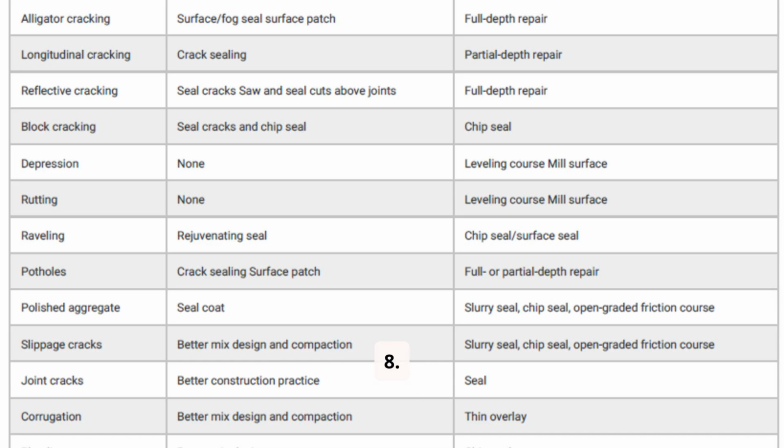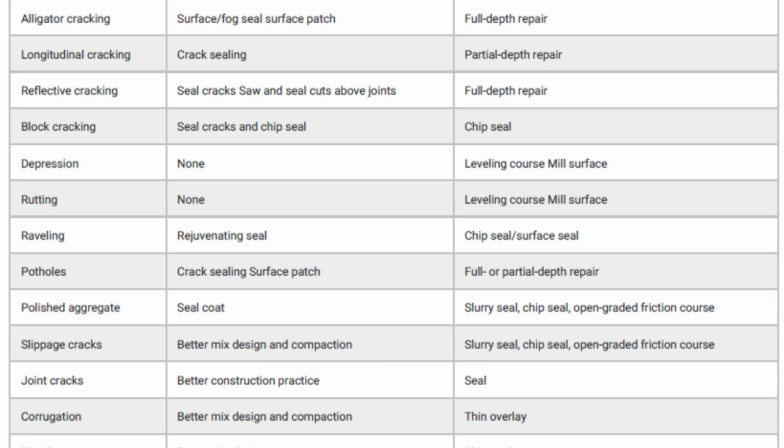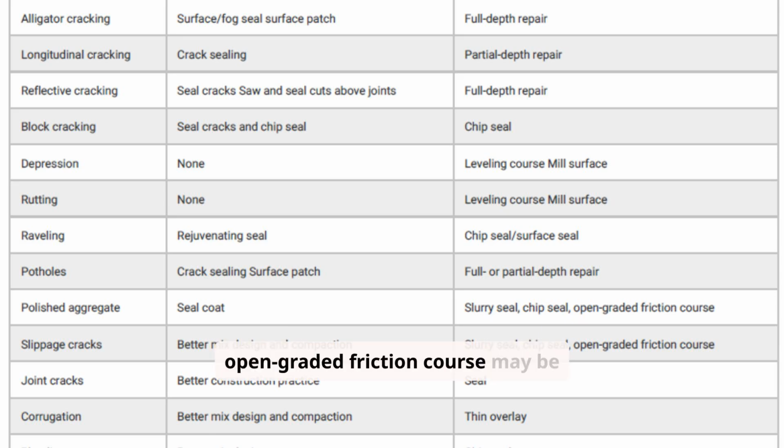8. Potholes. Preventive treatments. Crack sealing can help prevent water infiltration. Repair treatments. Surface patching or full/partial depth repair is necessary for potholes. 9. Polished aggregate. Preventive treatments. Seal coats can be applied to maintain surface texture. Repair treatments. A slurry seal, chip seal, or open-graded friction course may be used to restore skid resistance.